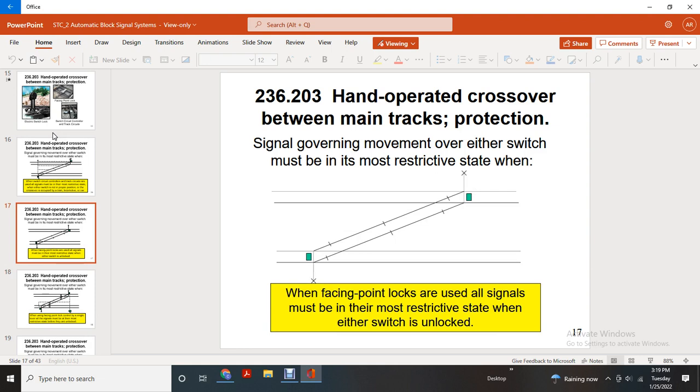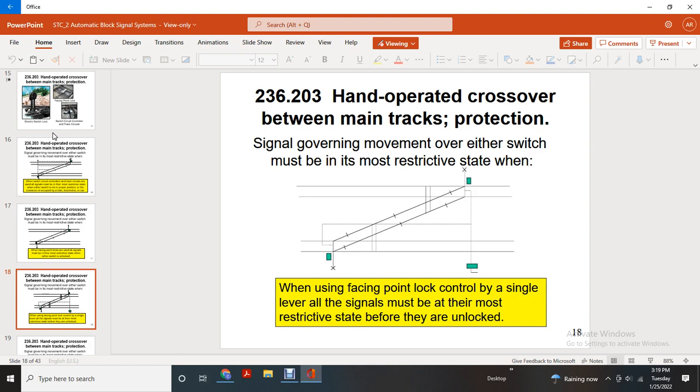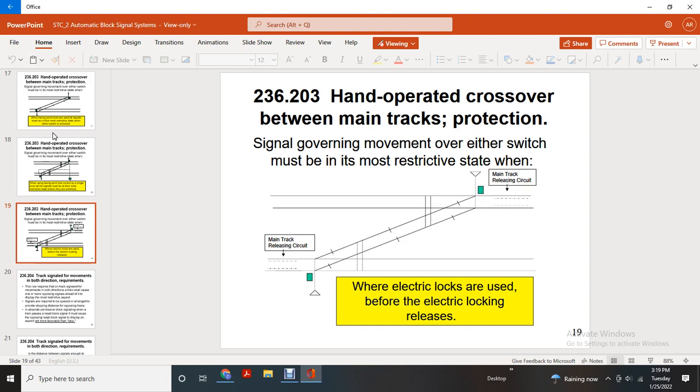Hand-operated crossover main track protection: signals governing movements over either switch must be in the most restrictive state. When facepoint locks are used, all signals must be in the most restrictive state when either switch is unlocked. When using facepoint lock controls, the signal and lever, the signals must be in their most restrictive state before they are unlocked.